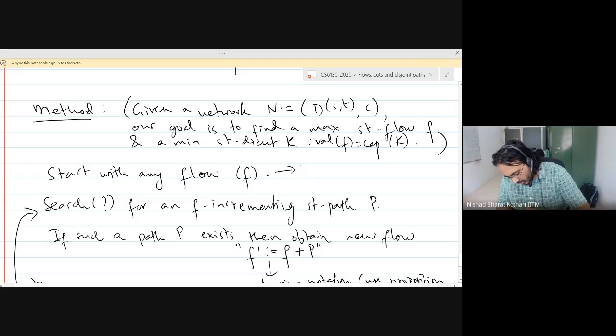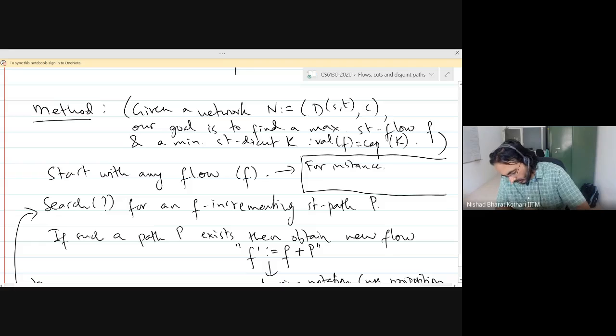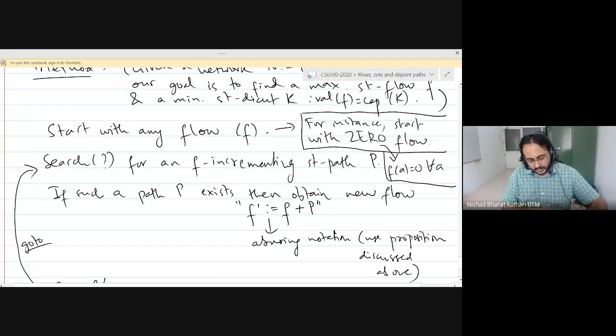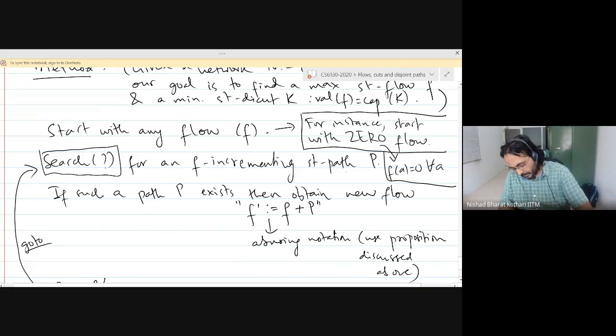So, for example, you may start with the 0 flow. Okay, and that just means that f of a equal to 0 for each arc a. Okay, good. So now the big question is, how do you search for an f incrementing st path? If we know how to search for an f incrementing st path, then we are done.